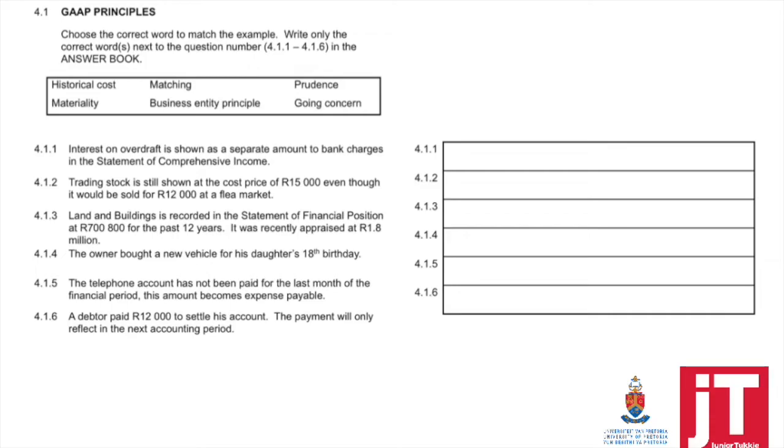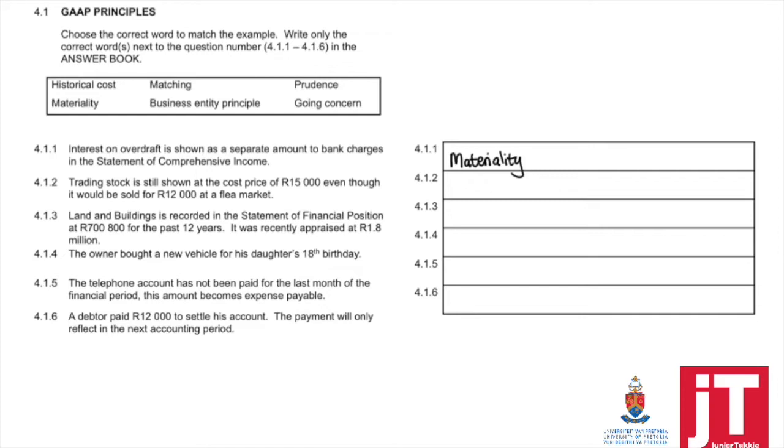So if we're looking at the first one, interest on overdraft is shown as a separate amount to bank charges in the statement of comprehensive income. The GOB principle being applied here is materiality. Important information must be shown separately. We need to know what is the cost of borrowing money. In this case, when we have a bank overdraft, it means that we're borrowing money from the bank. So we need to pay for that, and that is called interest on overdraft.